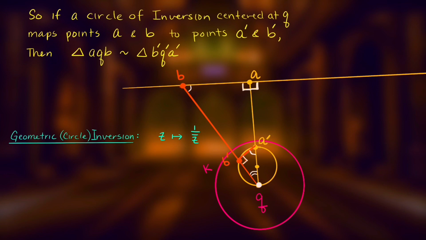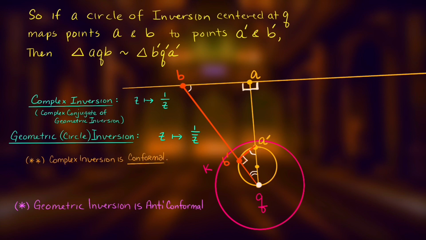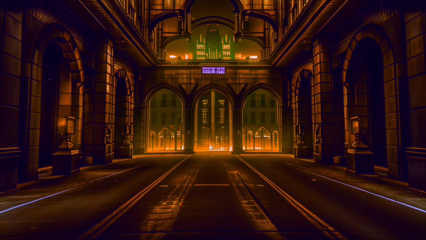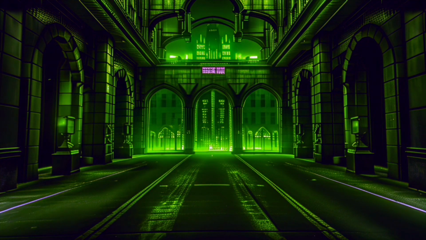Okay, so geometric inversion 1 over z bar is an anti-conformal transformation. It switches the orientation or the directionality. Complex inversion, which corrects for that, 1 over z, is conformal, which means that it preserves directionality. More on that to come.